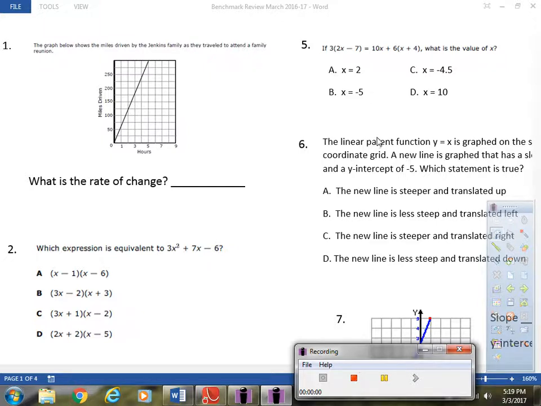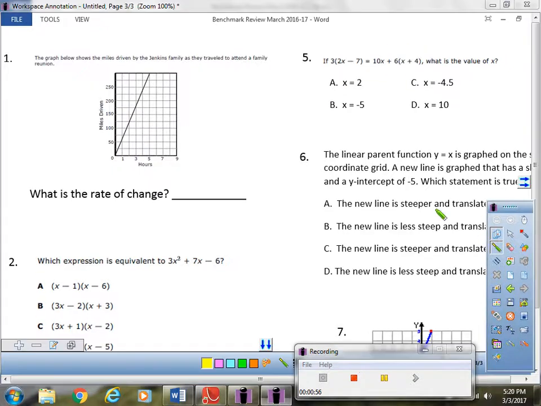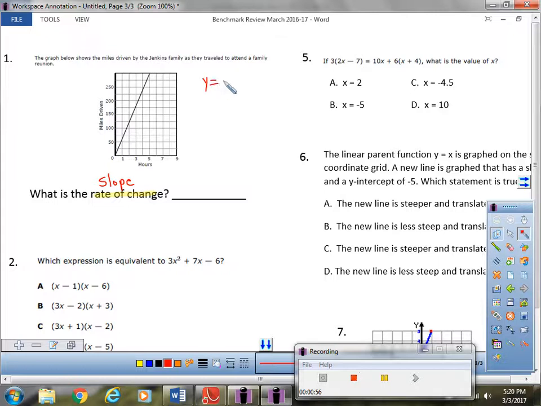Alright, so let's look at number 1. Number 1, if you look at what the question is asking for, it says the graph below shows the miles driven by the Jenkins family as they traveled to attend a family reunion. So what is the rate of change? What you need to remember tomorrow for your benchmark is that when they ask you for rate of change, they're talking about the slope, which means that in the linear function, they're talking about the m. This is what they want here, because remember that b is your y-intercept.